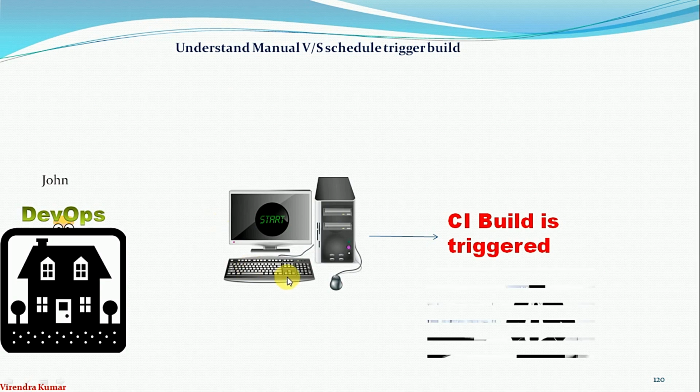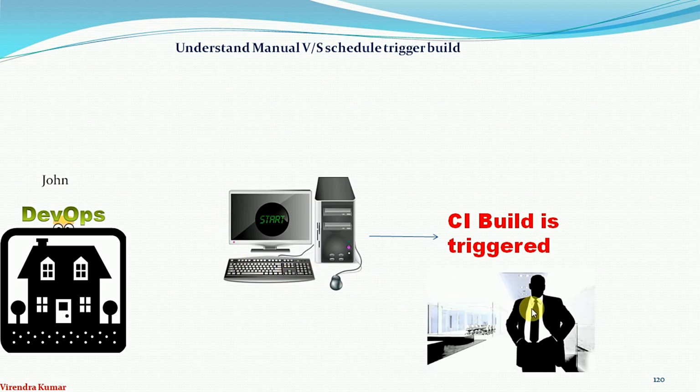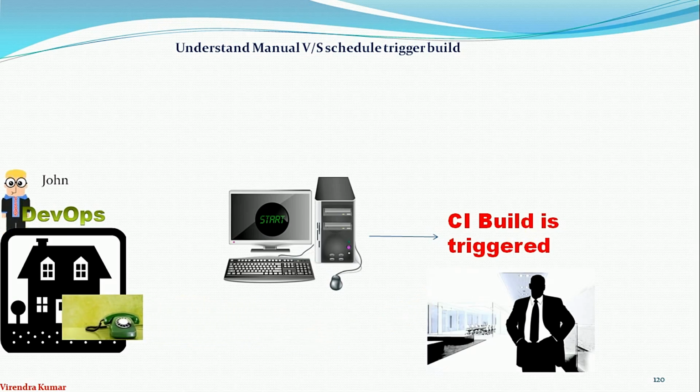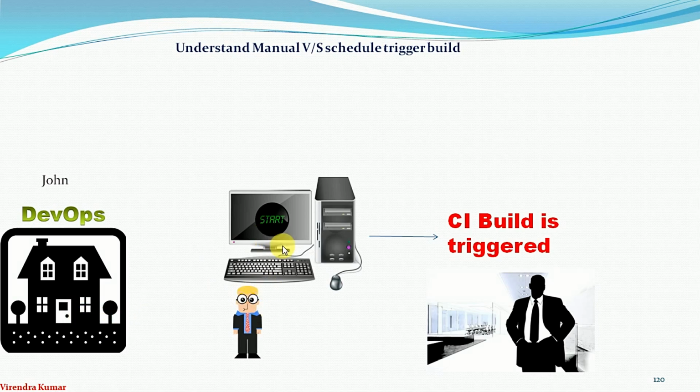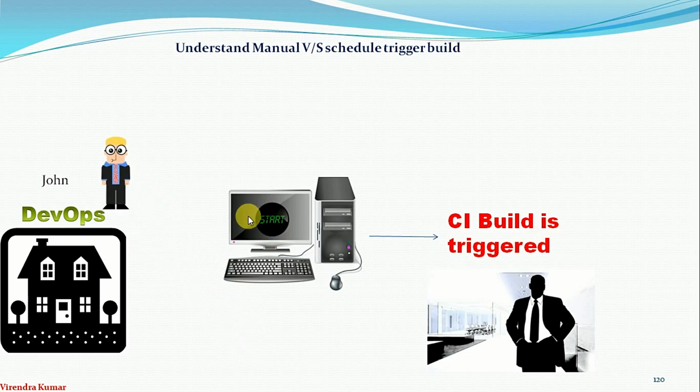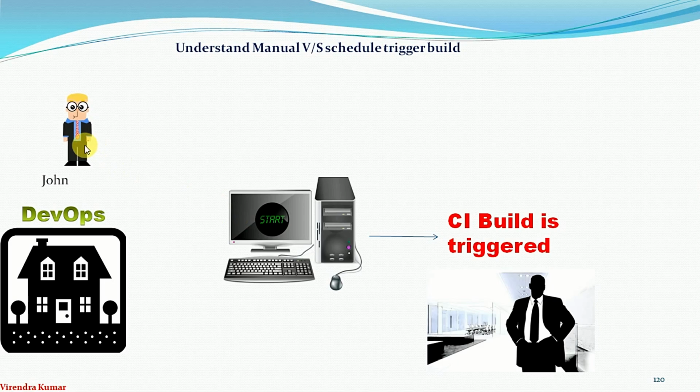Suddenly, the manager remembered that the build had failed and he wants to trigger it again. Then he called John, but John was not available. He will come to the office the next day so that he can trigger the build again. Next day, when John comes, he goes to the system again and triggers the build. He clicks on the start button and the CI build is triggered. And John goes back to his desk.